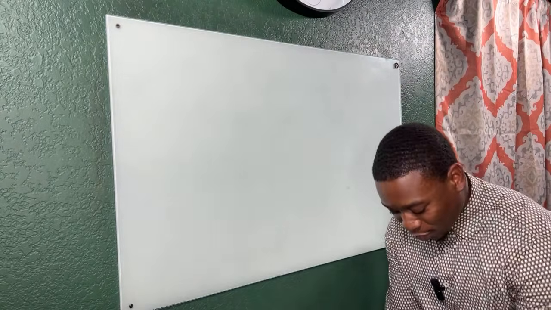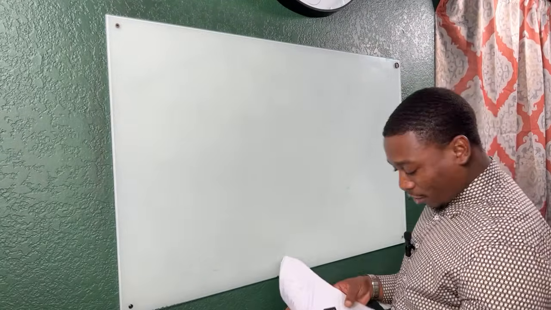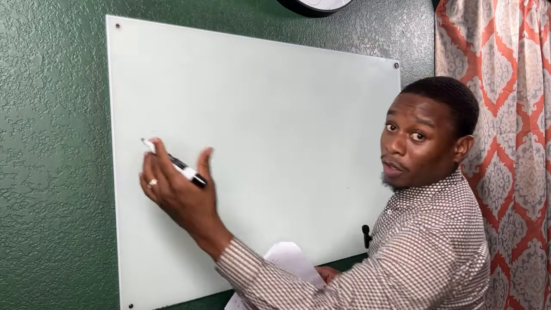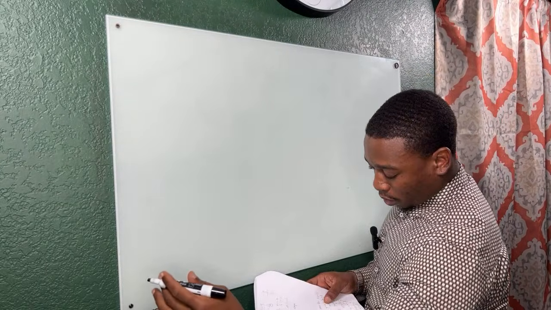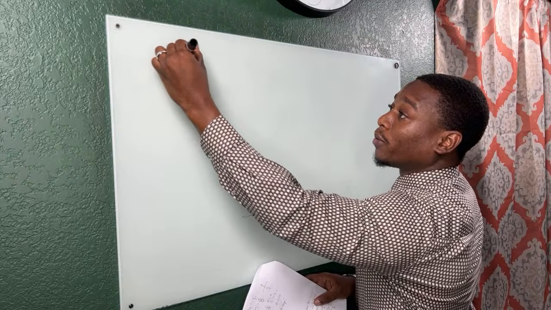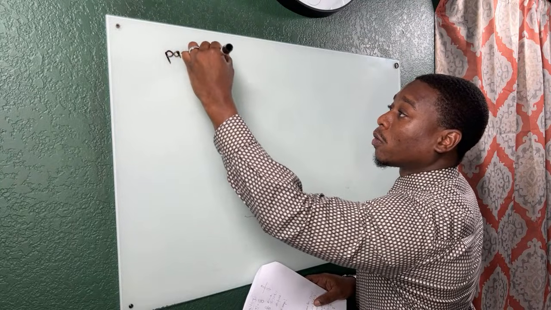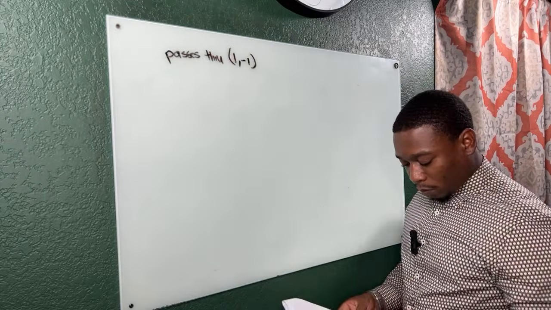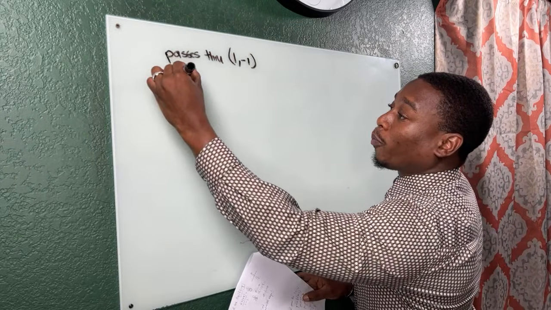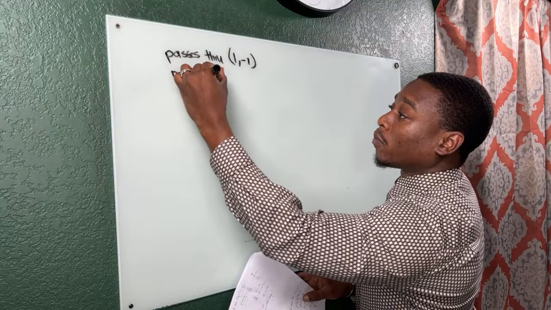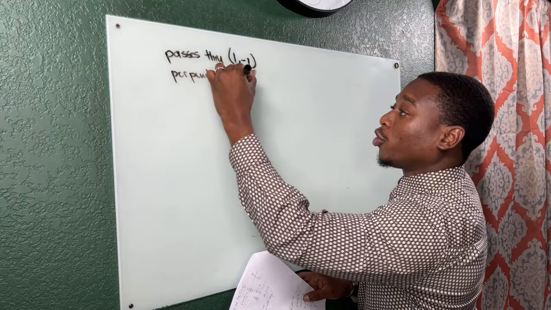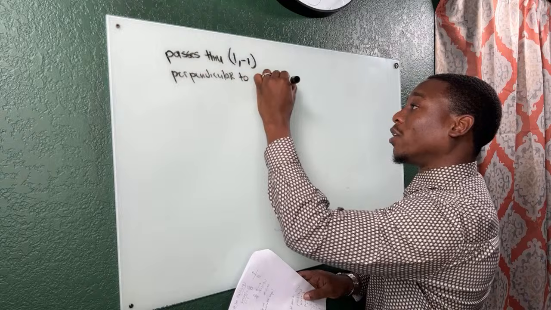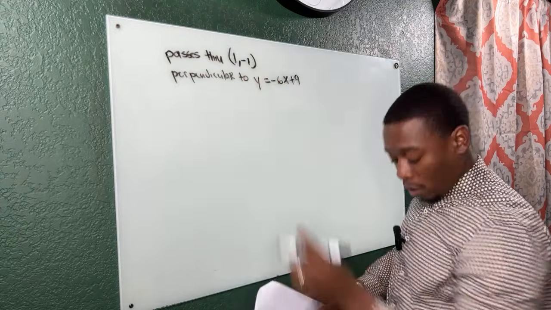All right. So I got you. So now they tell us, right? They want us to write the equation of a line in standard form that passes through this point, and they say it's perpendicular to y is equal to negative 6x plus 9. All right.